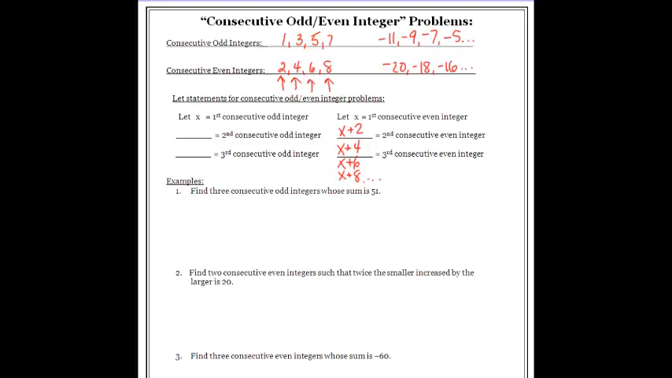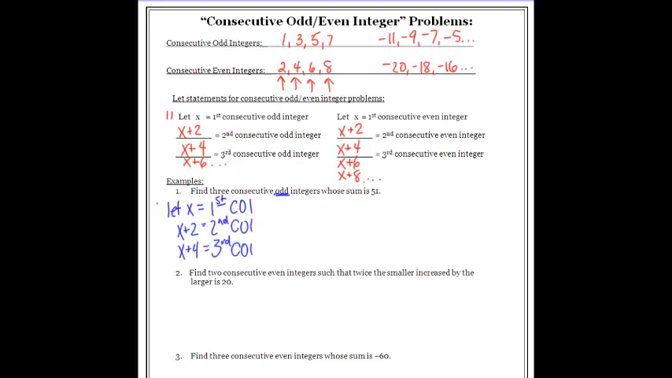What about odds? This is one of the most commonly misunderstood things that students do. They want to say, well, that's going to be x plus 1, x plus 3, x plus 5. Not really, because if I'm starting with the number 11, how do I get to the next consecutive odd number? I have to add 2. So guess what? The let statements, whether they are odd or even, are in the same format. You're always adding 2 to get to the next consecutive odd or even integer. Find 3 consecutive odd integers whose sum is 51. So I let x equal the first consecutive odd integer, then x plus 2 and x plus 4.